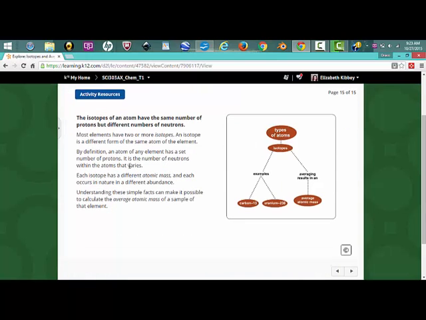Okay. So, the isotope of an atom has the same number of protons but a different number of neutrons. Most elements have 2 or more isotopes. An isotope is a different form of the same atom of the element. By definition, any atom of an element has a set number of protons. It is the number of neutrons within the atom that varies. Each isotope has a different atomic mass, and each occurs in nature in a different abundance. Understanding these simple facts can make it possible to calculate the average atomic mass, AMU, of a sample of that element.